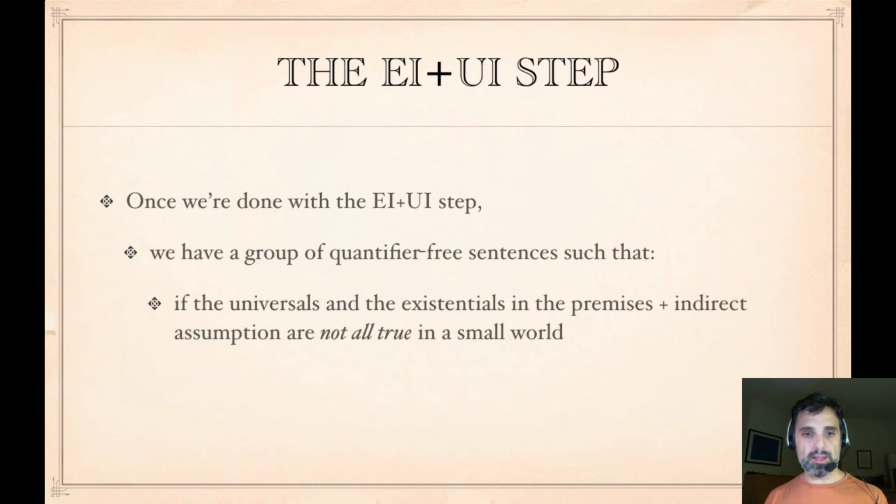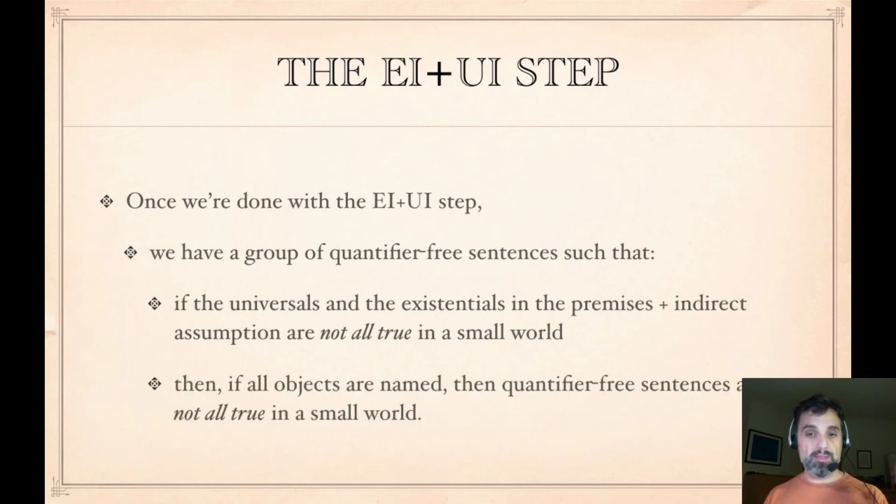Now we can rephrase that to say, if we have a small world, and it's not the case that all of the universals and existentials are true in the small world, then at least one of the quantifier-free sentences is also not true in the small world. So first we said, if all the quantifier-free sentences are true in the small world, then also the quantified sentences are all true in the world. But we can also say, if at least one of the quantified sentences is not true, then at least one of the unquantified sentences is also not true. Same thing. It's just the contraposition, right? If P, then Q. If not Q, then not P.